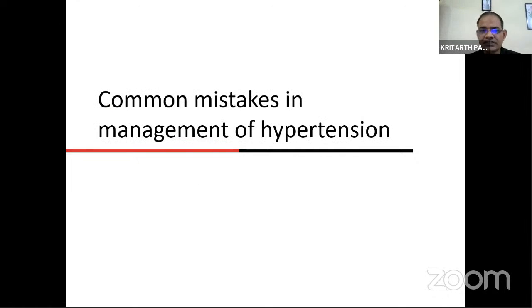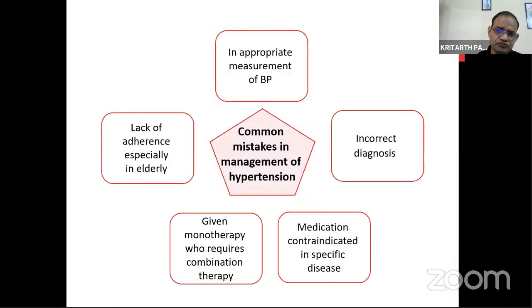Now let us come to the common mistakes made in the management of hypertension at both the physician and patient level. The major causes of inappropriate management of hypertension are inappropriate measurement of blood pressure, any faulty technique of blood pressure measurement, which we will discuss later, incorrect diagnosis made at the physician level, and medication that is contraindicated in a specific disease being prescribed by the physician.